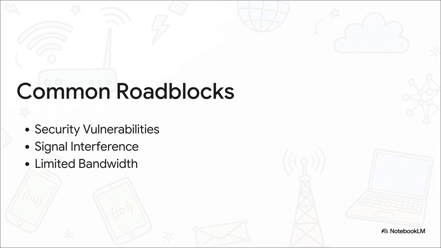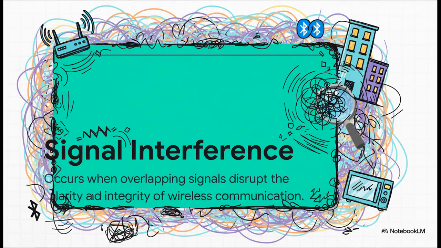First, because the signal is just out there in the air, it can be picked up by eavesdroppers. Second, it can get all messed up by other signals, which causes interference, basically a traffic jam. And third, the highway itself might just not have enough lanes or bandwidth for everyone trying to use it. You've probably felt this yourself, right?